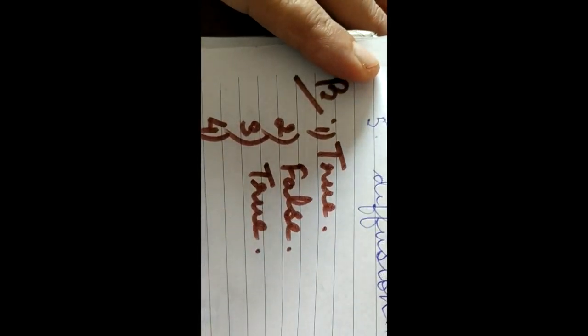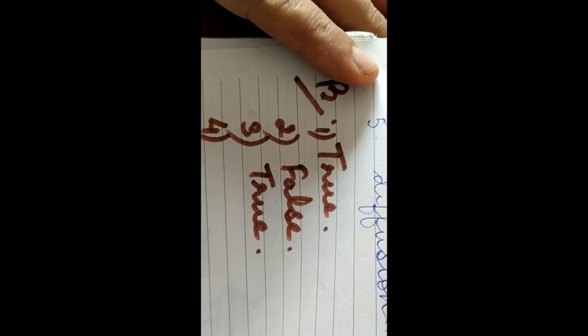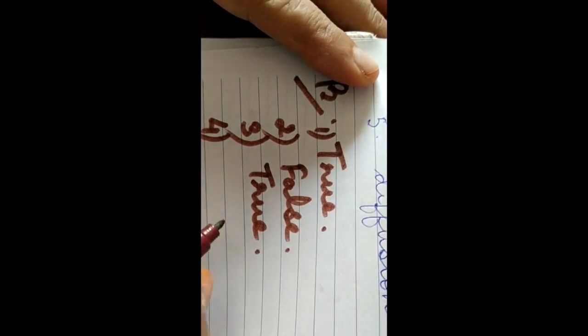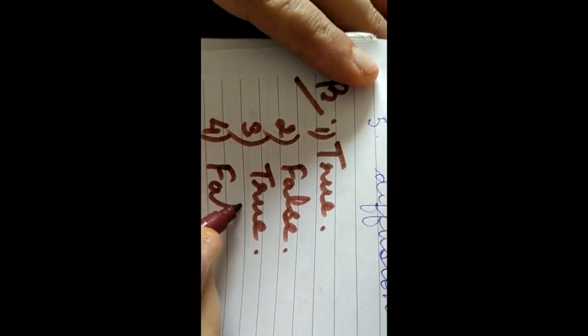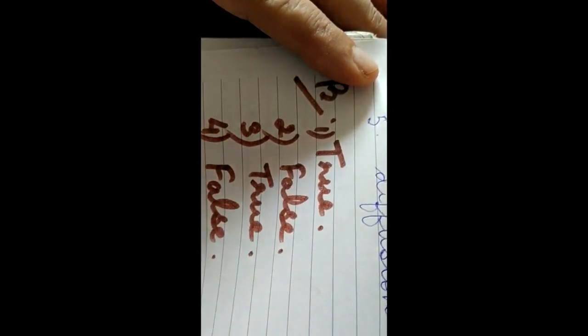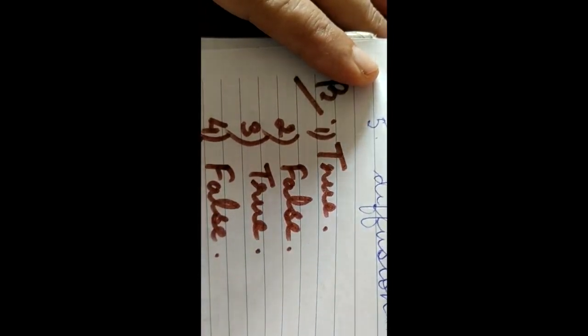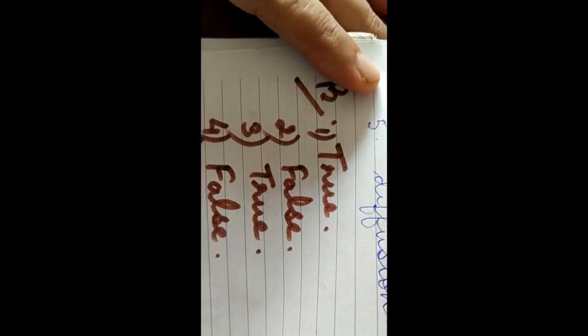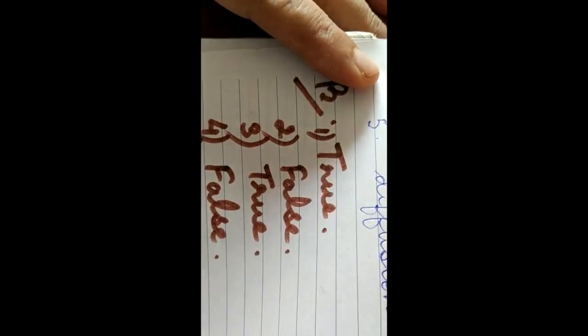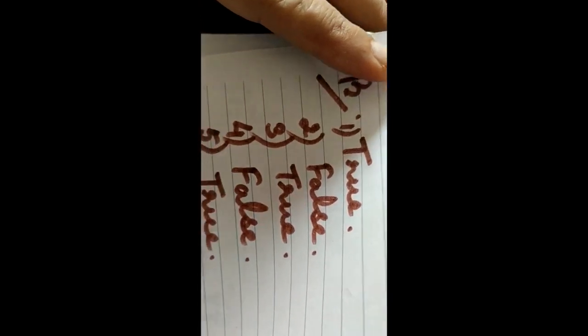Now 4th: arteries carry the oxygen deficient blood back to the heart. It is incorrect, because arteries carry the blood away from the heart, isn't it? Now 5th one is: platelets help in the clotting of blood. Correct. Platelets help in clotting of blood.